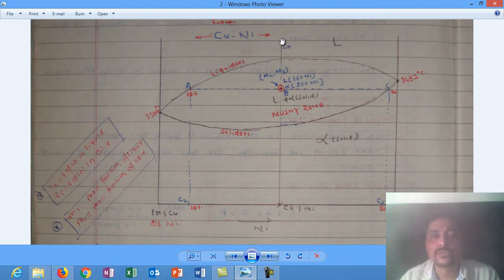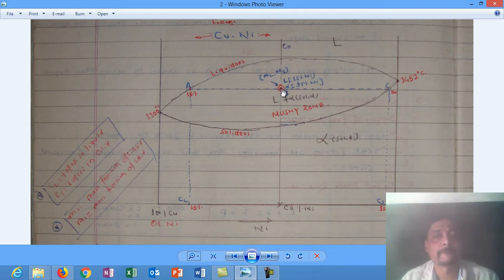Now we move downward to point B. In this zone the alloy will be in liquid form until this point touches the curve, and below this point, at the liquidus, the formation of solid starts. At point B, since it is in the mushy zone, there will be a combination of liquid and solid, liquid plus alpha.